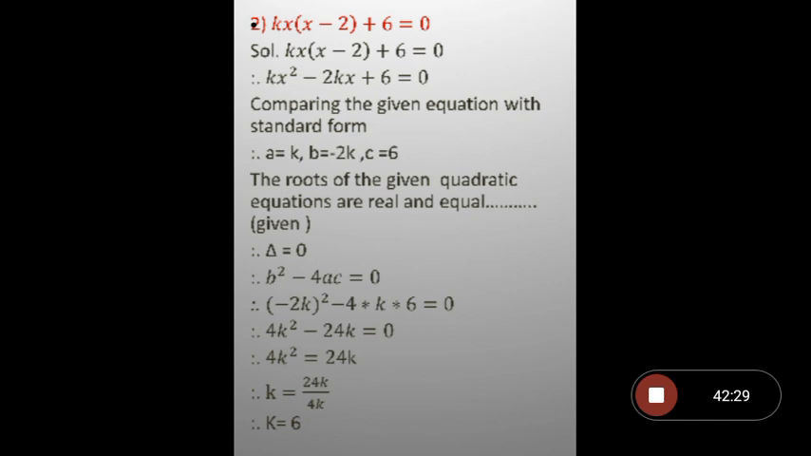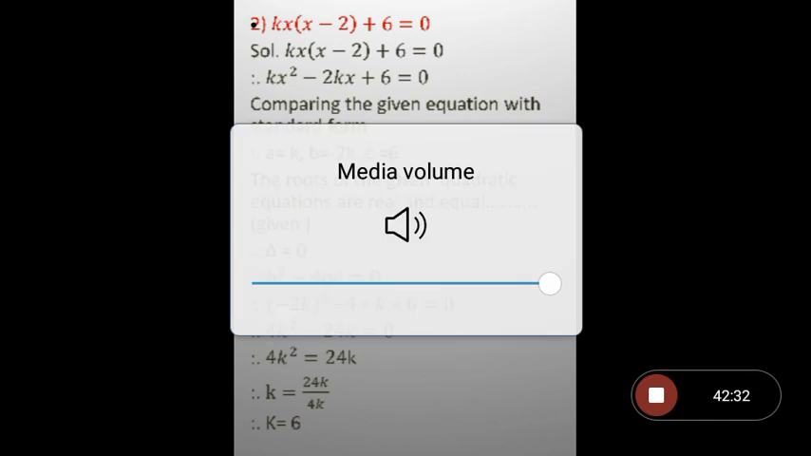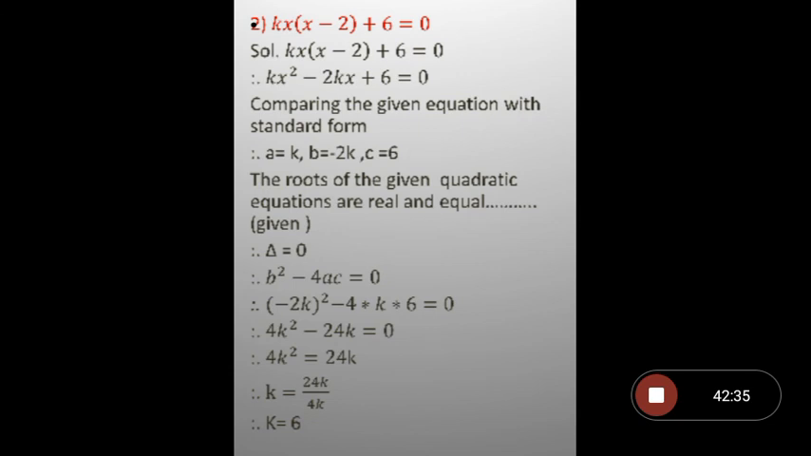That means b square minus 4ac is equal to 0. Substituting the values of b, a and c, b is minus 2k bracket square minus 4 into a is k and c is 6 is equal to 0. Therefore, 4k square minus 6 fours are 24k is equal to 0. Therefore, 4k square is equal to 24k. So we can write k is equal to 24k upon 4k. k cancels, and 24 divided by 4 is 6. Therefore, the value of k is equal to 6. This is the value of k.